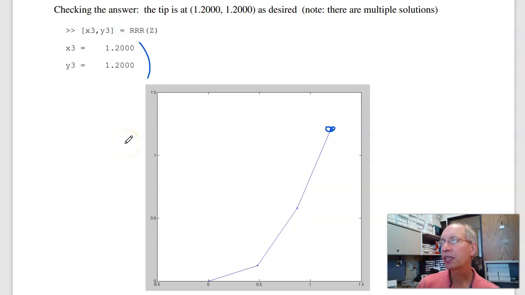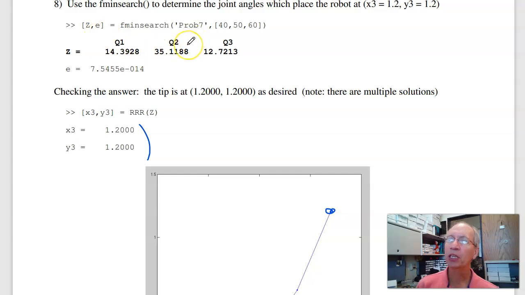And note, this answer is not unique. I've got two constraints, 3 degrees of freedom. What that tells you is there's an infinite number of solutions. This is one solution. Your solutions might be different. The acid test is right here. If you plug in those angles, do I get 1.2, 1.2?